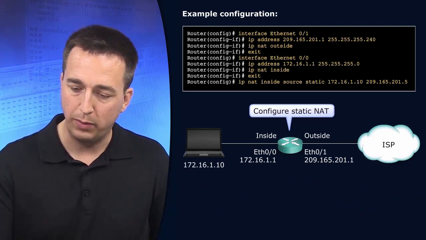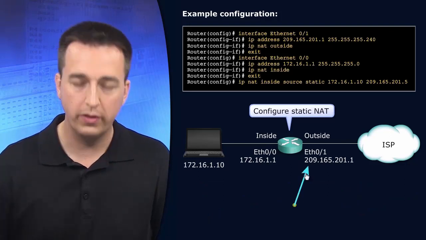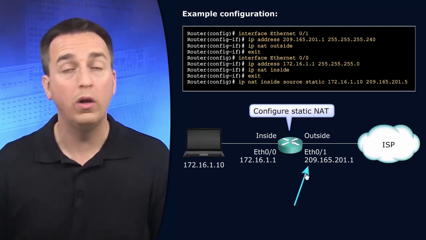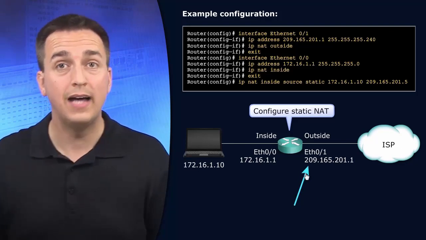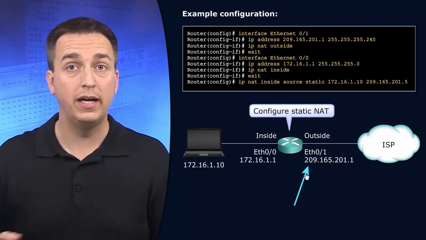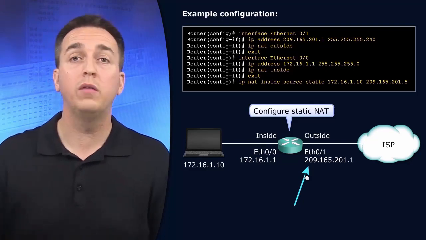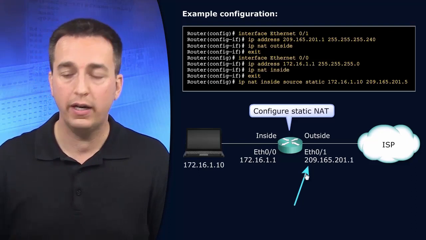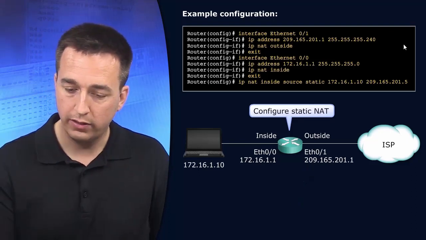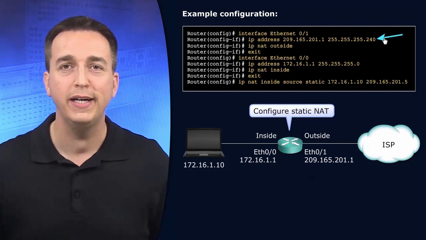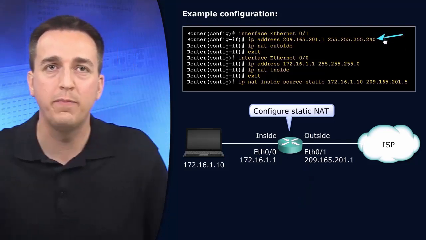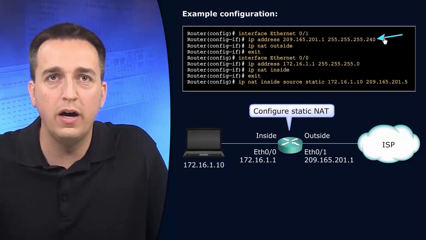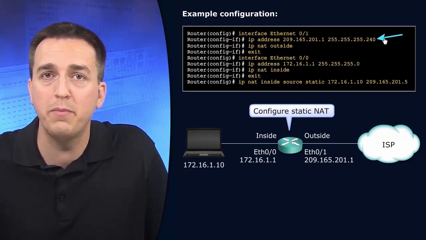But how did we get this public IP address that we see right here? The 209.165.201.1. Well, our internet service provider assigned it to us. They might have assigned it statically to us, or they might have assigned it through DHCP. So let's double check up top at the configuration to see how it was assigned. In this case, we assigned it statically. So we went to the interface, typed in IP address 209.165.201.1, and gave it a subnet mask.